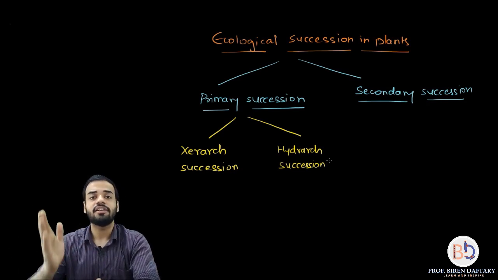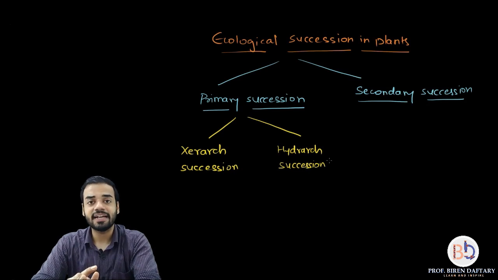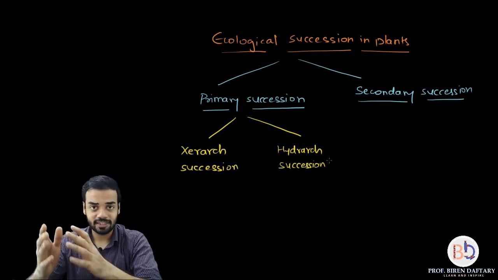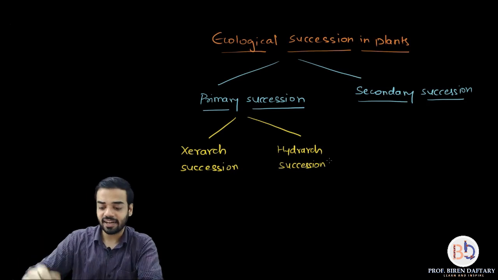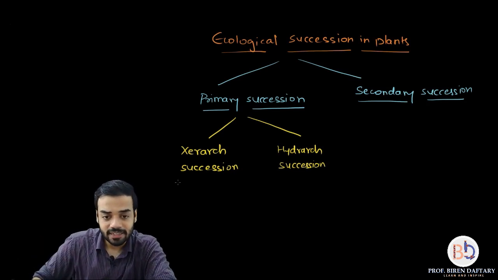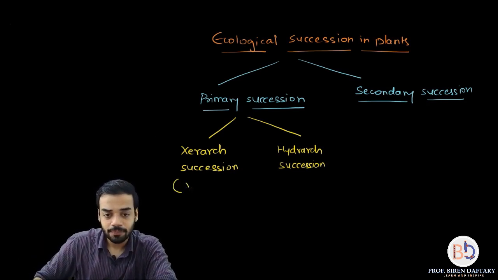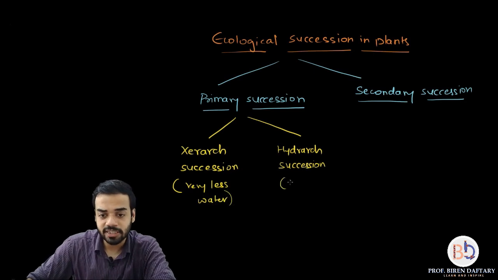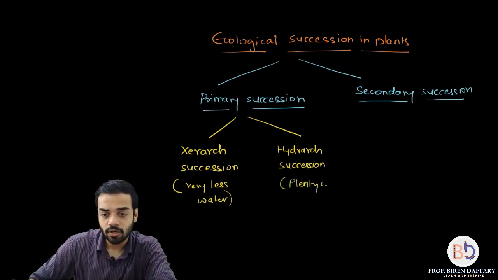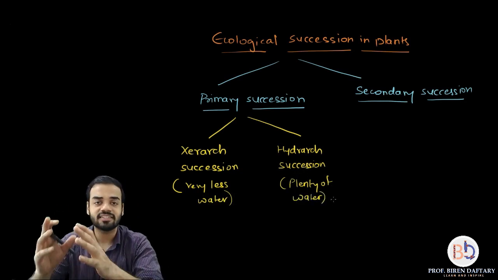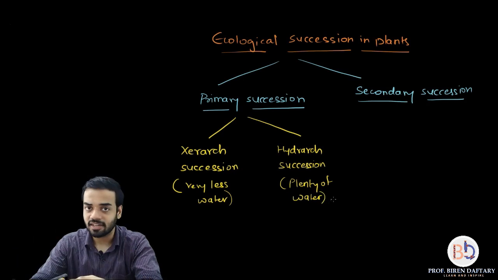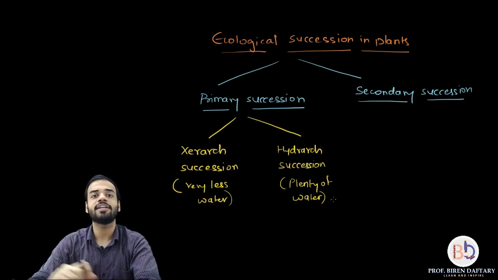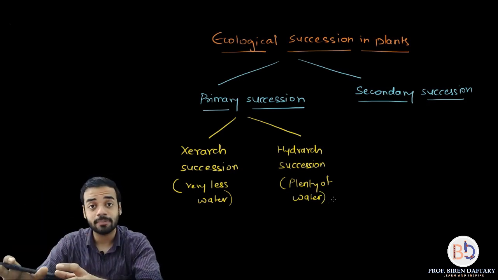Is this clear? Now please remember that both the cases that we are studying over here, xerarch and hydrarch, so I will write down in the bracket, xerarch means very less water, whereas hydrarch means plenty of water. Now what happens is, in the case of both these successions, there are going to be several communities, the intermediate communities, and finally a climax community is going to be established.